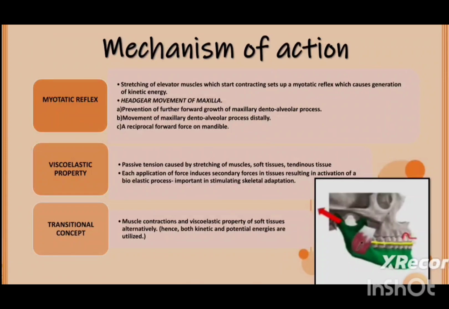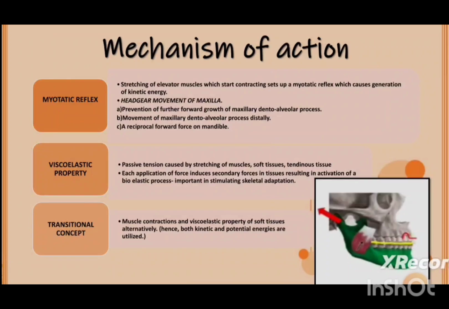Now this leads to generation of kinetic energy, which causes three things. First is prevention of further forward growth of maxillary dentoalveolar process, because there will be an opposing force on the maxilla. Second, the movement of maxillary dentoalveolar process distally. And the third is the reciprocal forward force on mandible. This occurs due to transferring of the forces to maxillary and mandibular teeth through the acrylic body and the labial bow of the activator. From teeth, these forces are transmitted to periosteum and bone, producing restraining effect on the forward growth of maxilla, popularly known as the headgear effect of maxilla. This leads to a stimulation of mandibular growth.